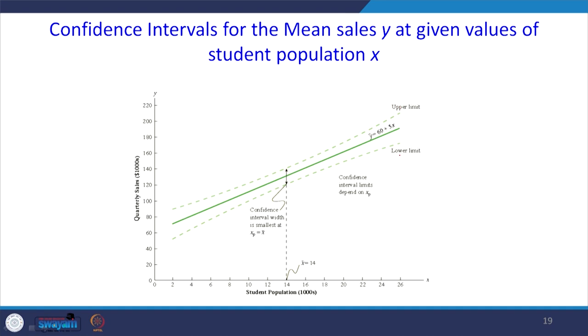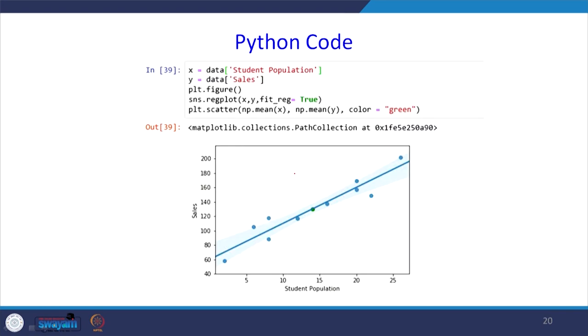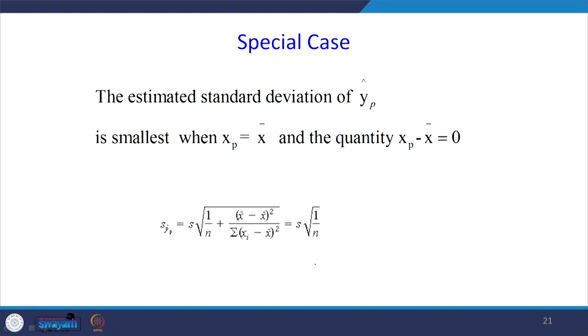You see that the confidence interval is not a straight line. It is somewhat curved. So what is happening when x equal to x bar? The interval is very narrow. That is a special case. Now we will plot this confidence interval. Okay, what is happening here? You see that it is not a straight line, it is somewhat curved. The confidence interval is very narrow when x equals x bar. We will see that this is a special case.